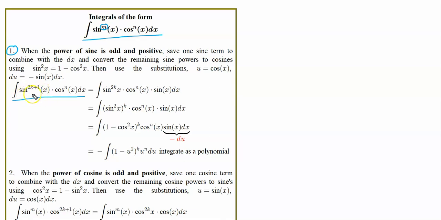And what we're going to do here is move one of these sines over and put it with the dx. So you see that's exactly what we have right here. You notice we just took one sine away and joined it with the dx. Now we're going to write the sine of 2 to the k power as sine squared raised to the k power. All right, you see that? That's just using properties of exponents, right? That's using the property that x to the a times b equals x to the a raised to the b power.